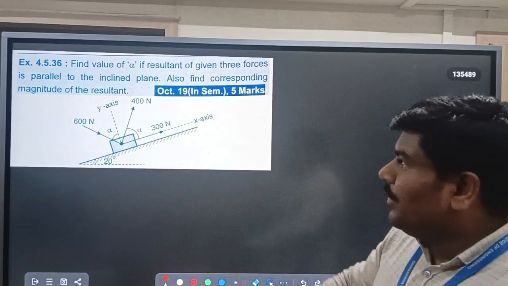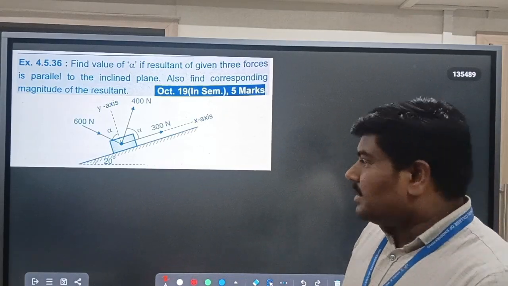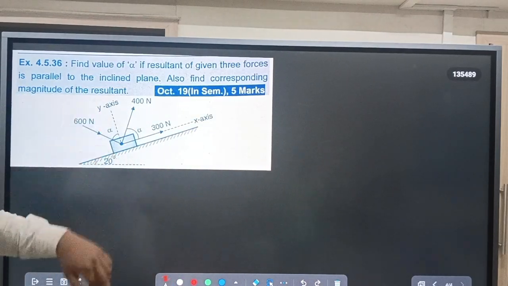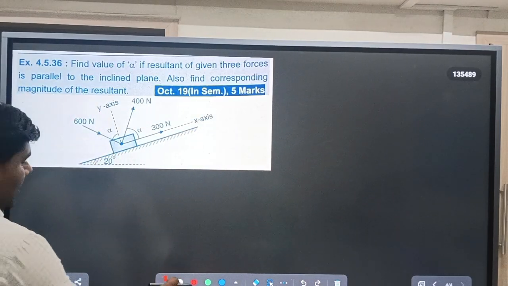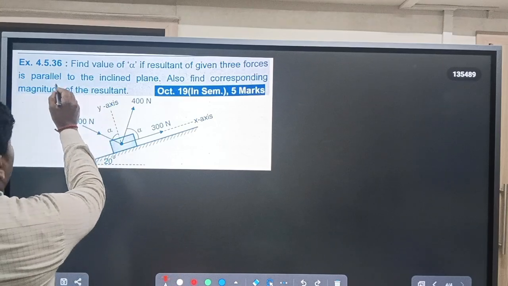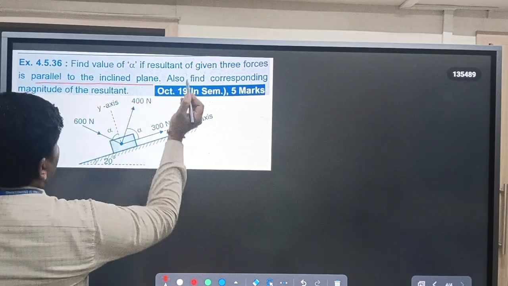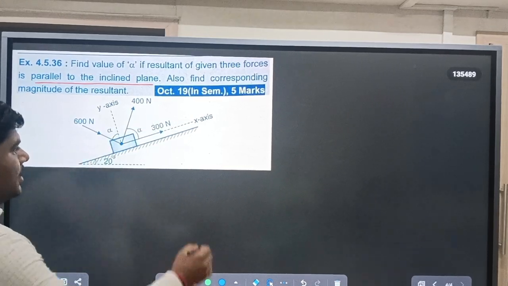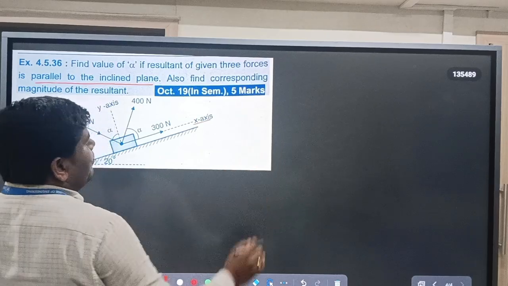Now in this numerical we will find the value of alpha. What is the change in this numerical? The resultant of three forces is parallel to the inclined plane, and the plane is along the x-axis. It is given: the plane is along the x-axis.